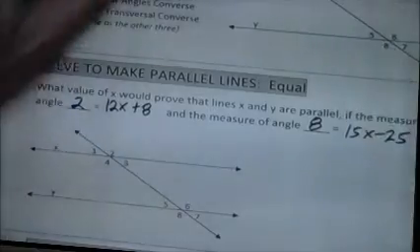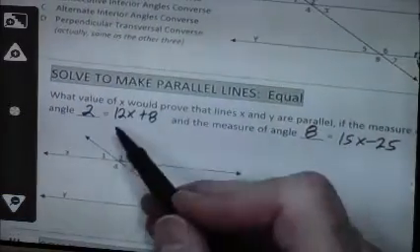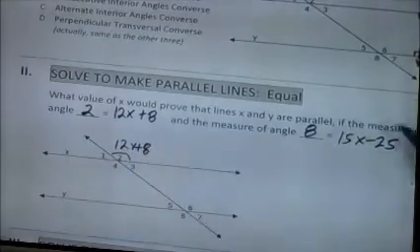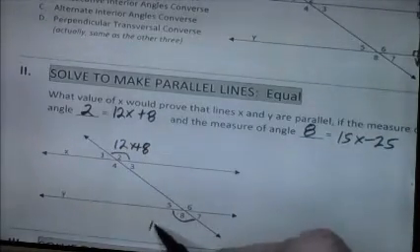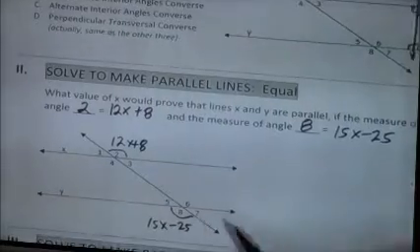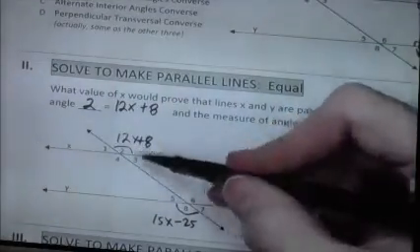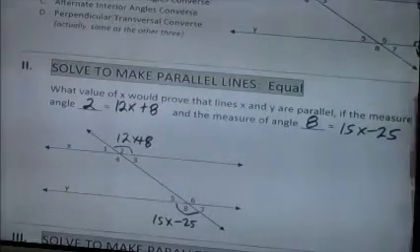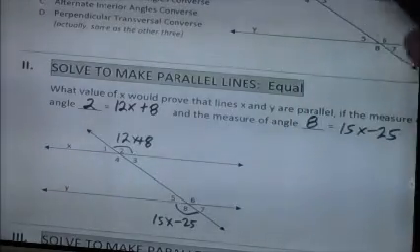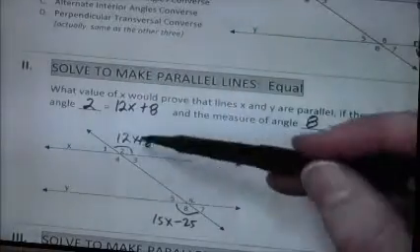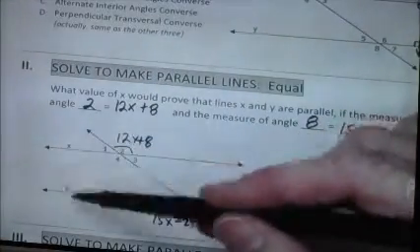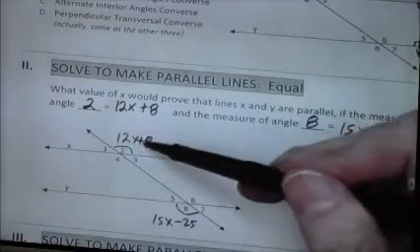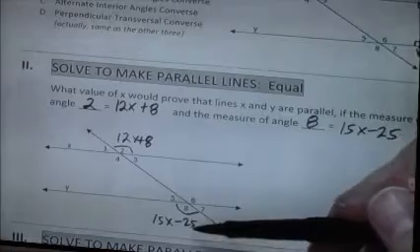So let's think about this. Let me show you how to think about it. Angle 2 is right here, so that one's 12x plus 8. Angle 8 is way over here, 15x minus 25. 2 and 8 are alternate exterior angles. According to what you learned in 11.2 and then reviewed here again, if x and y are parallel lines, then these two have to be equal. 12x plus 8 must equal 15x minus 25.